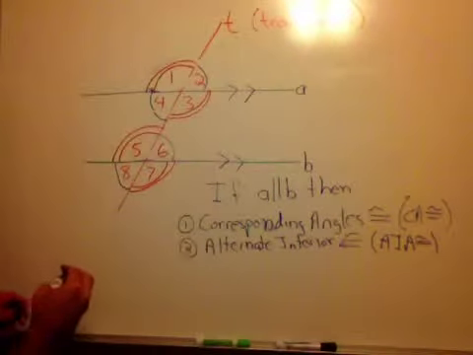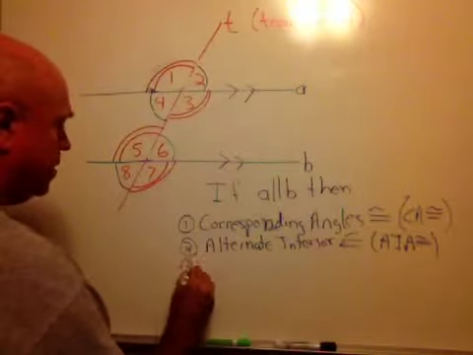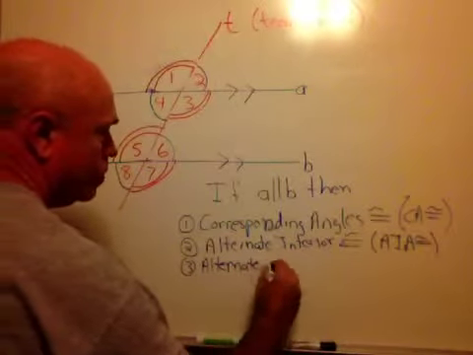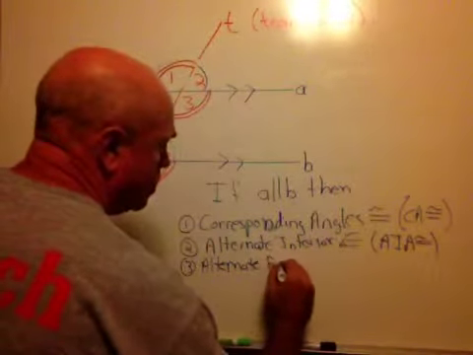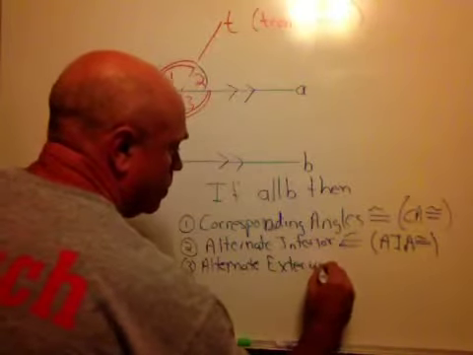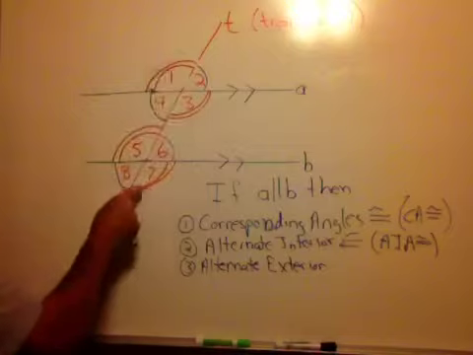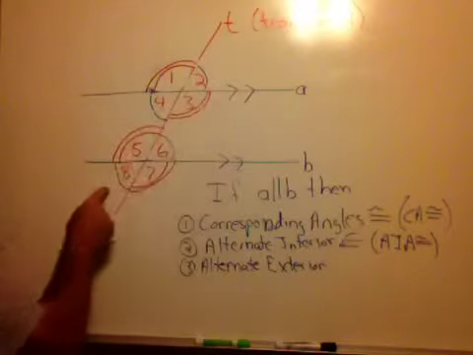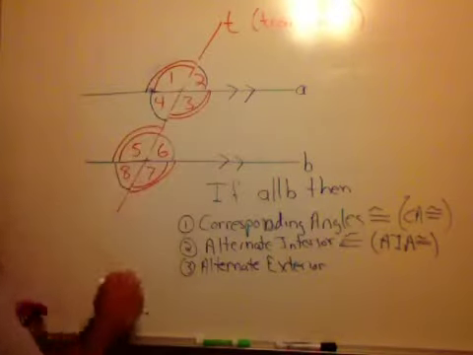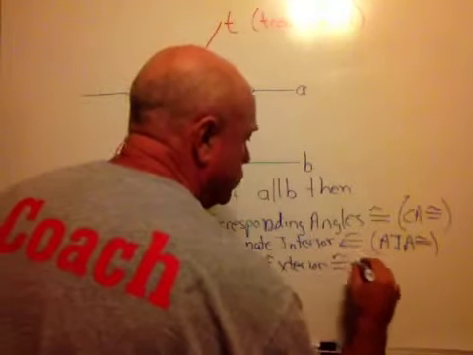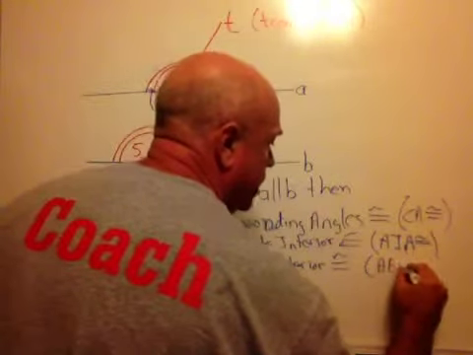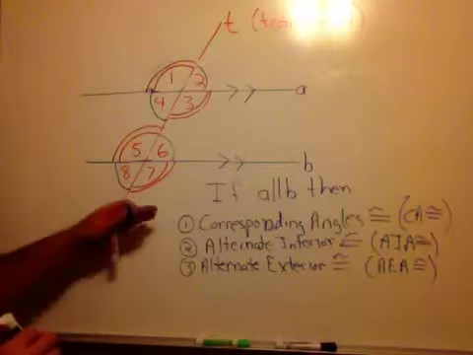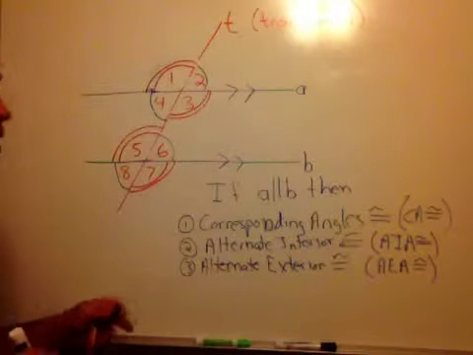Okay, well, let's look at the alternate exterior angles and see what we know about them. Well, angle 1 and angle 7 would be an alternate exterior pair, and notice that they're congruent. Angle 2 and angle 8 is my other alternate exterior pair. They're also marked congruent. So we get these guys are congruent as well, and that's AEA congruent.